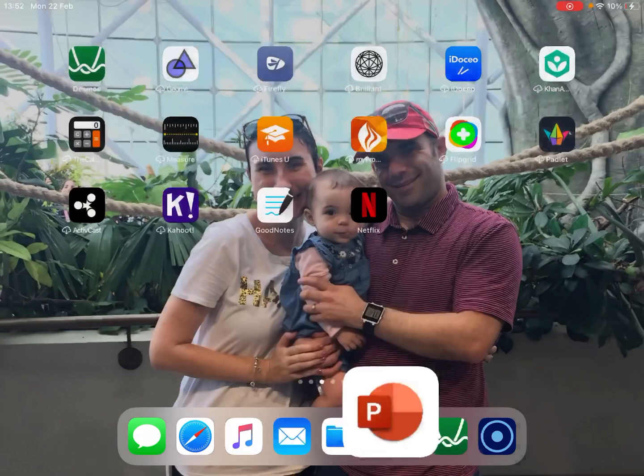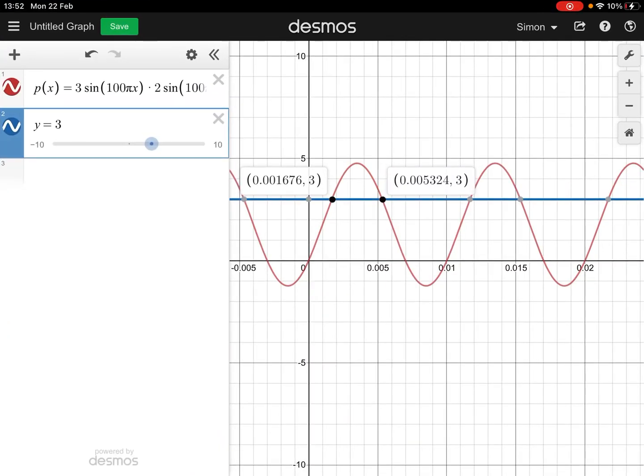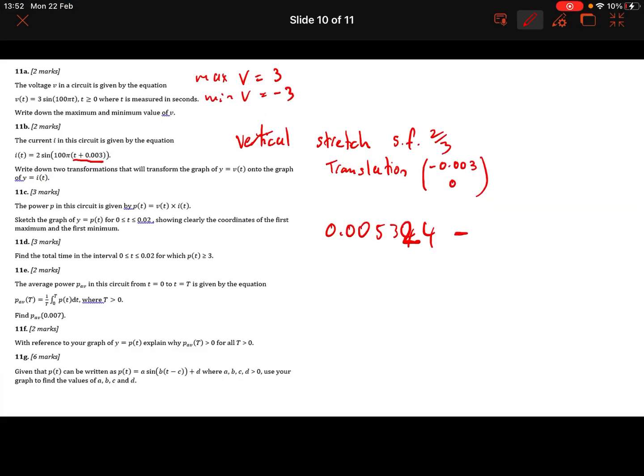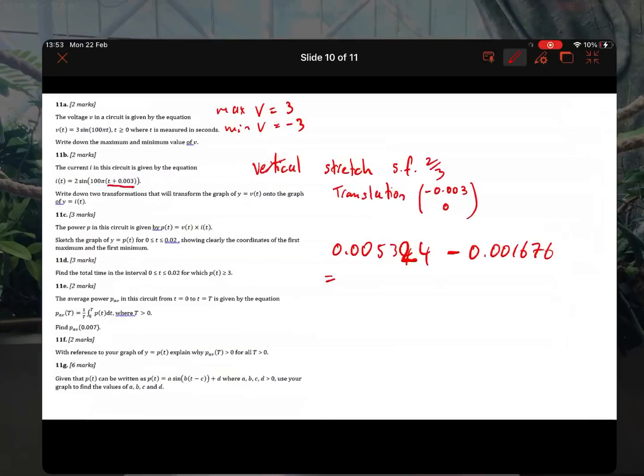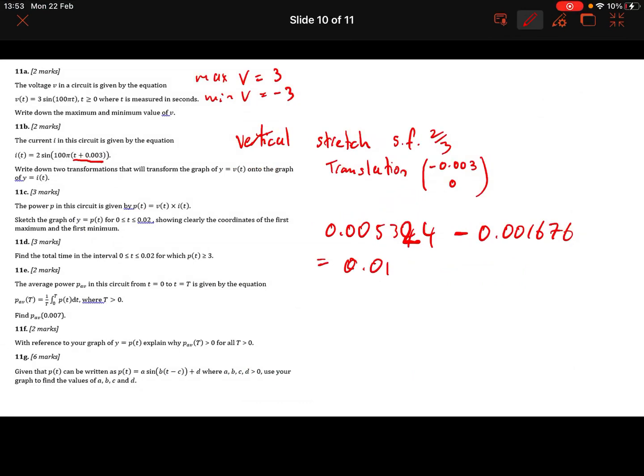0.001676. So we're above 3 for that amount of time. I'll work that out in a second. And we appear to be within that domain also between here and here. So 0.0153, I'll just do it to three significant figures. So 0.0153 minus 0.0117. Okay, and all I've got to do is work out what they are.